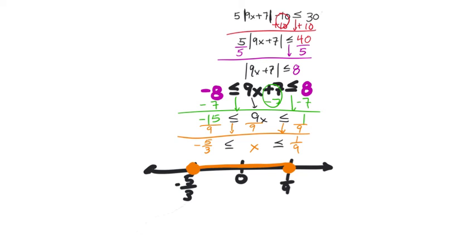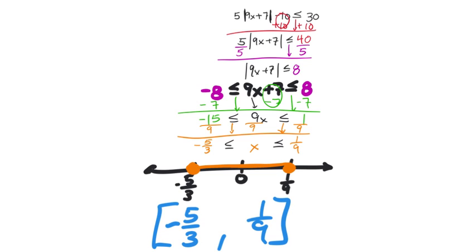I should need a little bit more space for the interval. So this graph starts at negative 5/3, which is included, and it goes all the way to 1/9. And that's where it stops, which is also included. So this is my interval right there. The graph, and we have the inequality too.